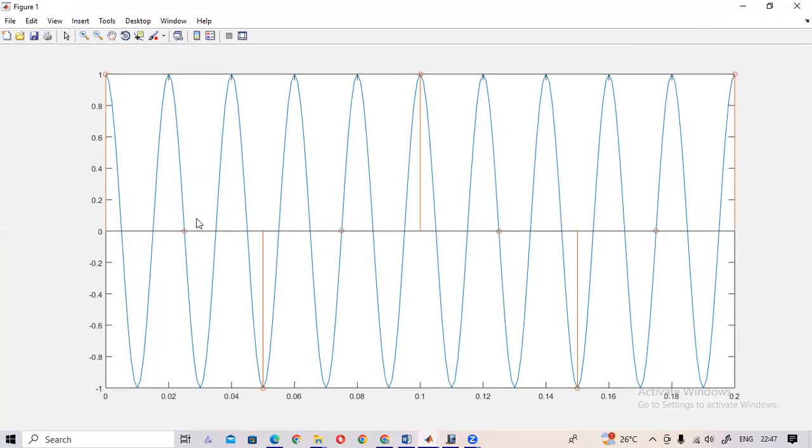This way we can get it. So this is the sampled signal. This orange color one is the sampled signal.